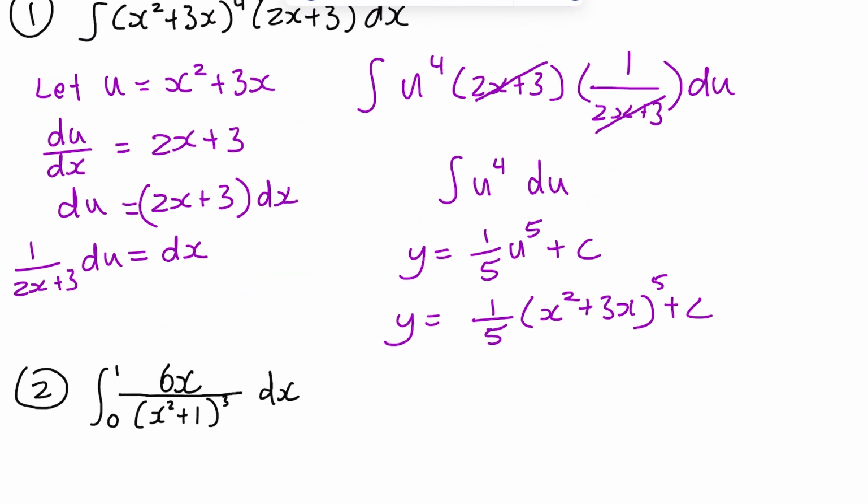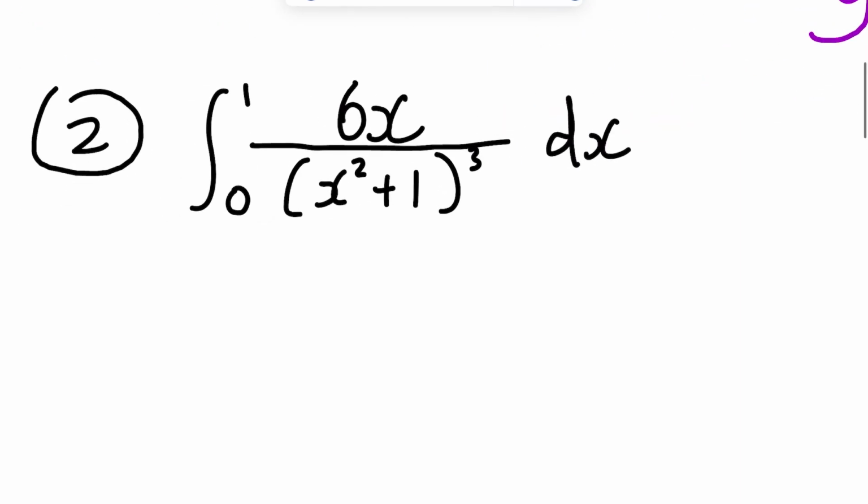So the first thing we want to do is, again, identify what we want to substitute. So here I see we have x squared plus 1. That looks complicated, so I want that to be u. So u equals x squared plus 1.